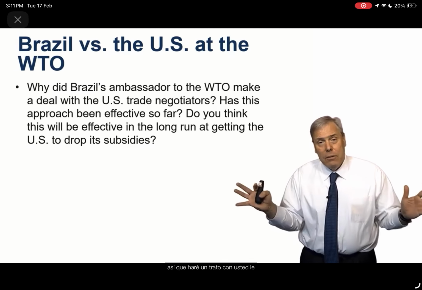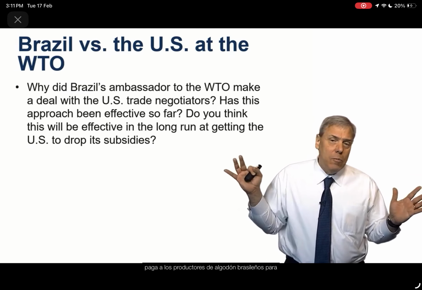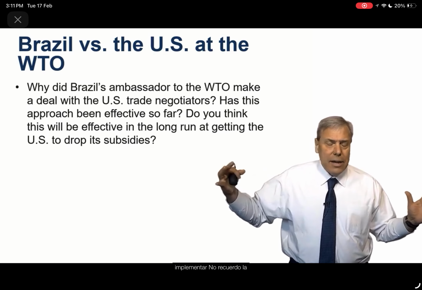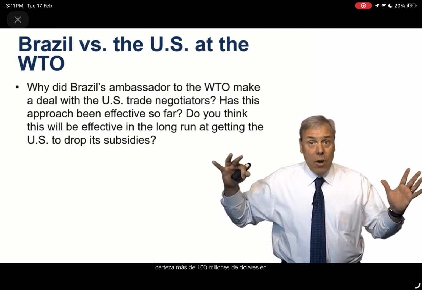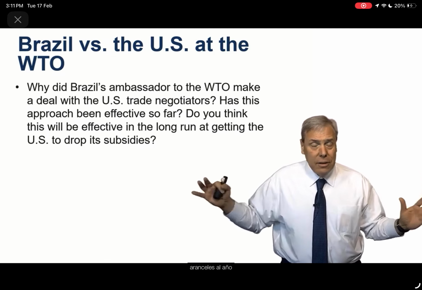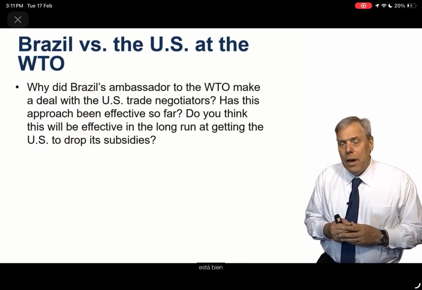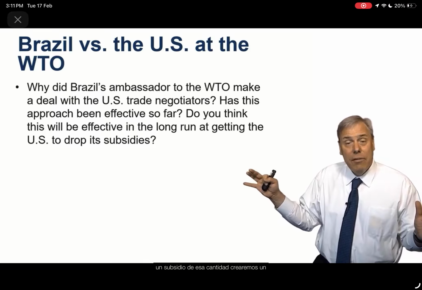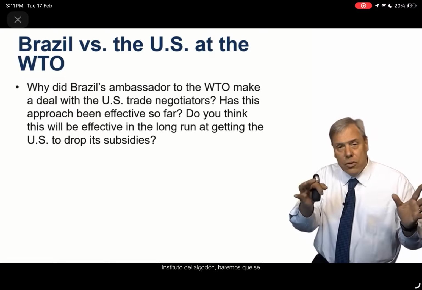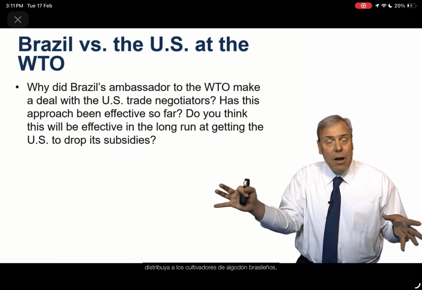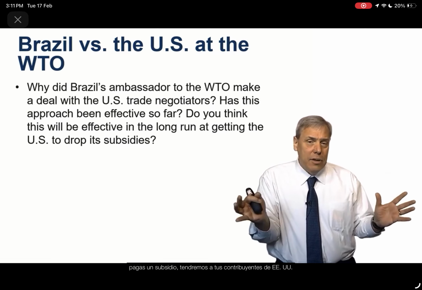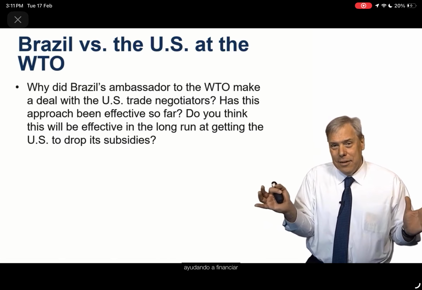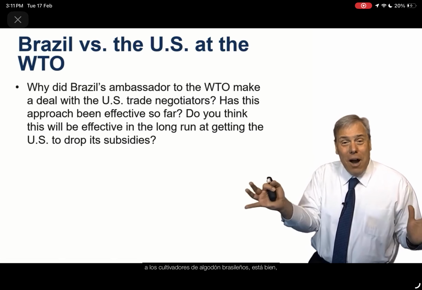So I'll make a deal with you. You pay Brazilian cotton farmers a subsidy. We've been authorized to implement, I don't remember the exact amount. You can see in the case, over $100 million in tariffs a year. Okay, you pay our Brazilian cotton farmers a subsidy of that amount. We'll set up a cotton institute. We'll have that distributed to the Brazilian cotton farmers. You pay a subsidy. We'll have your U.S. taxpayers now helping to finance some payments to Brazilian cotton farmers, okay?